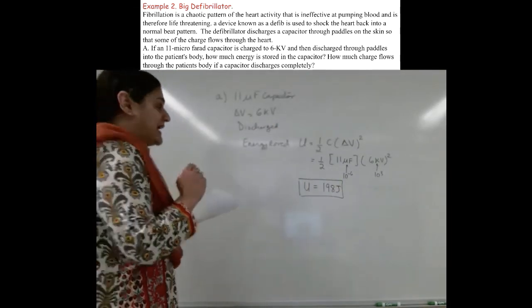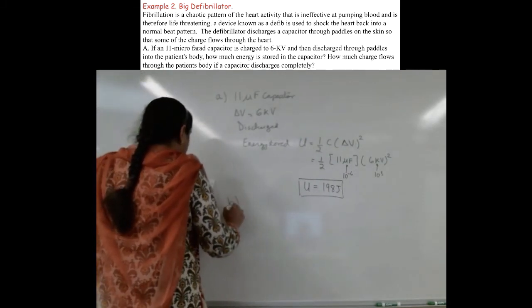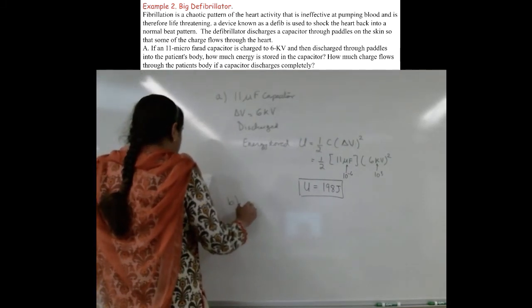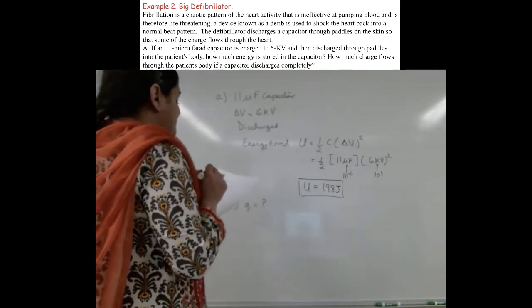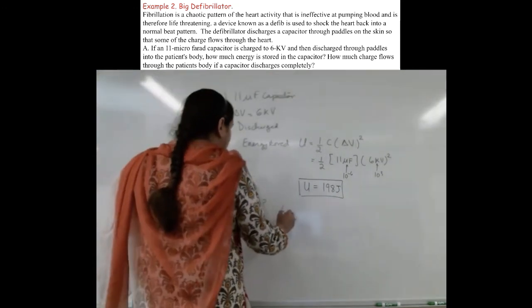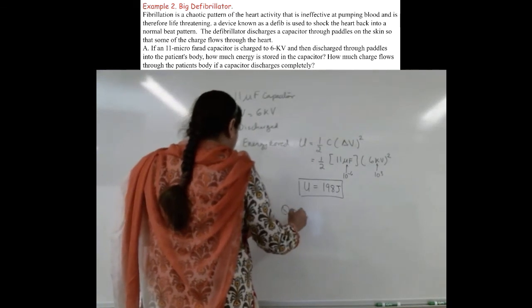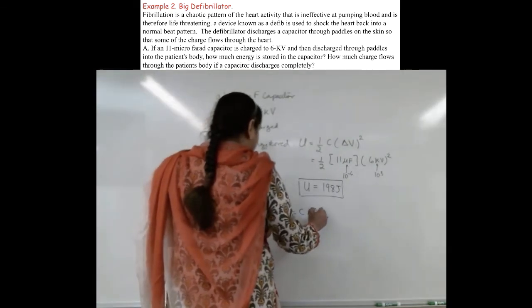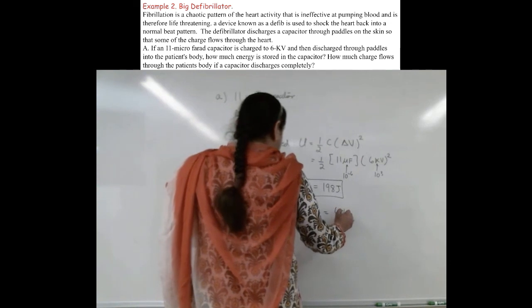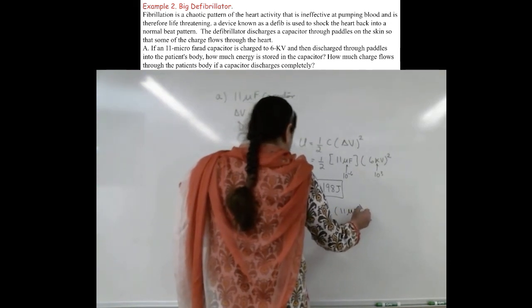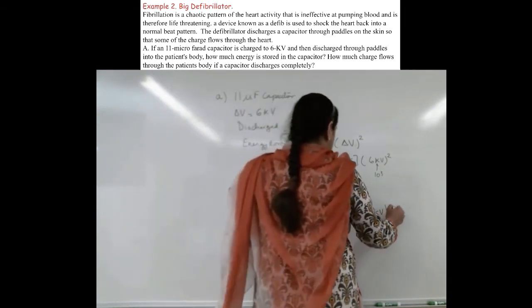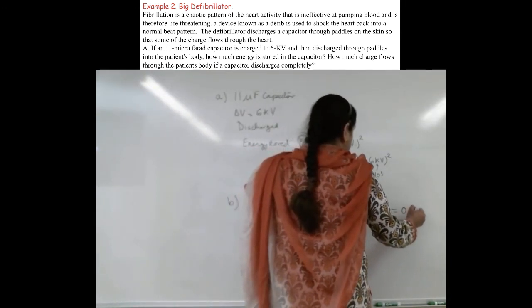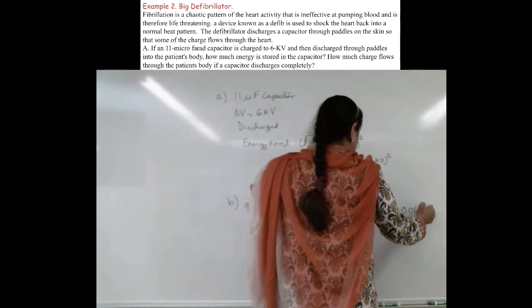Part B asks how much charge flows through the patient's body if the capacitor discharges completely. So the formula for that one is Q equals C delta V, which means this is going to be 11 microfarads times 6 kilovolts. Again, do the conversion, and it's going to be 0.66 coulombs.